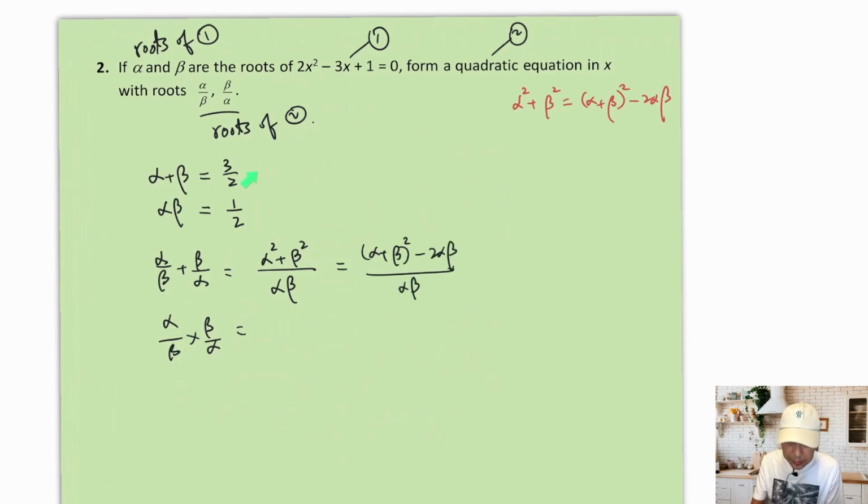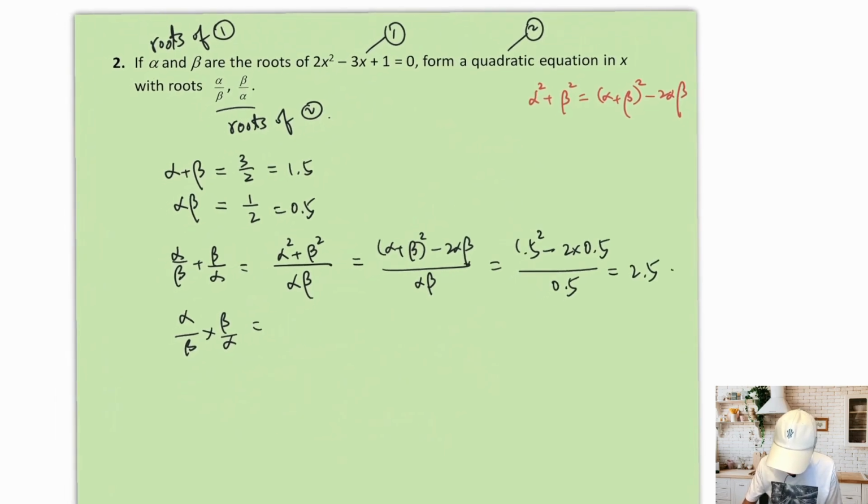Now we can substitute these two values into these steps. I don't want a fraction over fractions, so perhaps I use decimals. The first one, 1.5 squared minus 2 times 0.5, over 0.5. That is 2.5. I change back to a fraction, 5 over 2. So the sum of roots is 5 over 2. The product of roots, we just cancel all the alpha and beta, will be equal to 1.